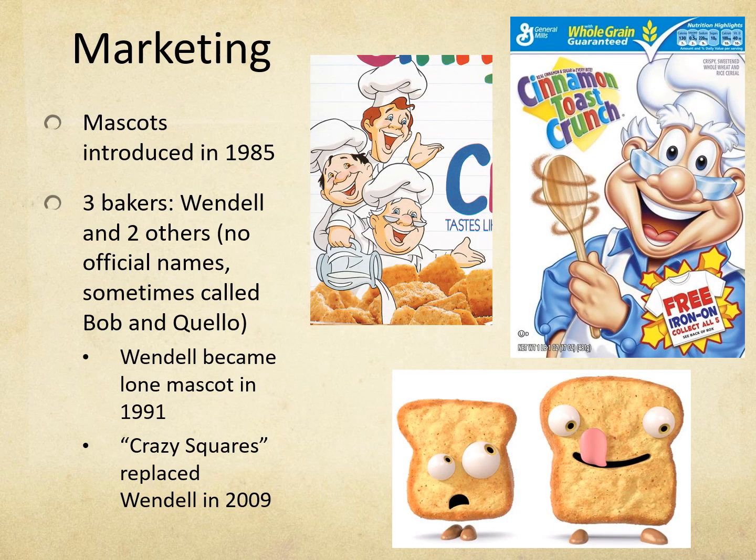Everyone loves a mascot, so someone came up with the idea for 3 bakers who spent their time making cereal like the Keebler Elves. The only one of them given an actual name was Wendell, the oldest baker, though the other 2 are sometimes mistakenly called Bob and Quelo. Wendell eventually became the only remaining mascot, leading to some pretty twisted fan theories about what happened to the other 2 guys. In recent years, someone had made the terrible decision to create anthropomorphic pieces of cereal called the Crazy Squares that keep trying to eat each other.